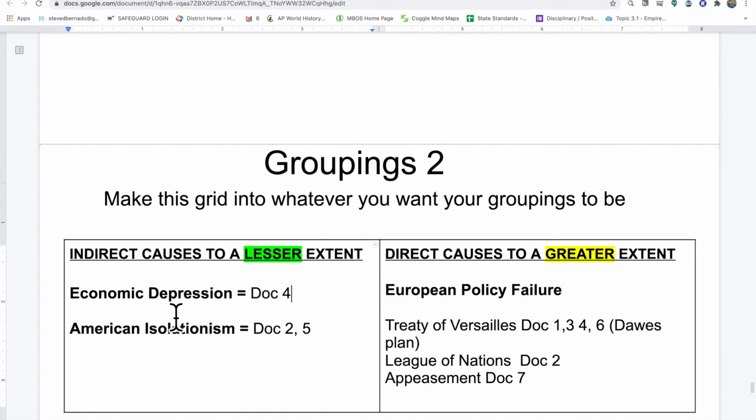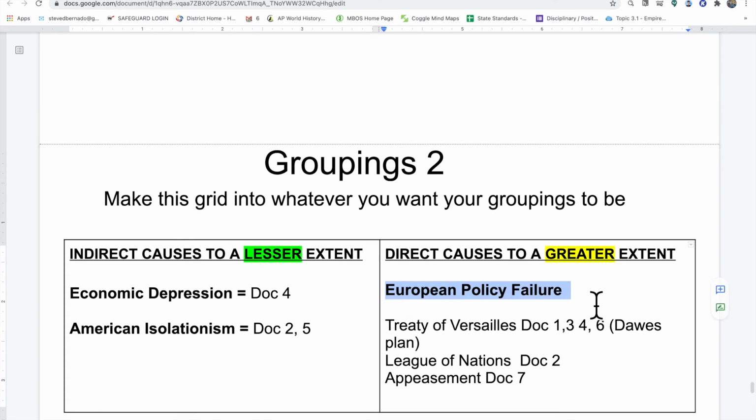Why are they indirect causes? Because Europeans could not control the Great Depression, and Europeans had no control over the Americans. So they're indirect causes. Let's take a look at the direct causes that are to a greater extent. European policy failure. The Europeans had direct control over their political policies between one another. Their agreements, their promises, their handshakes, their denial was all direct control. So they're direct causes to a greater extent.